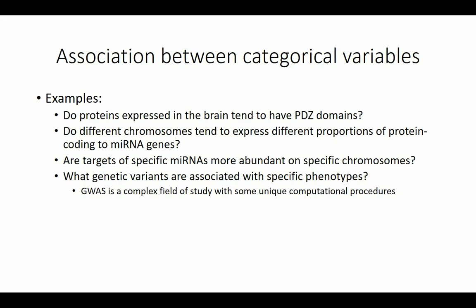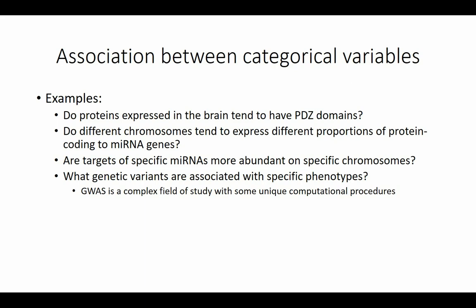Another example is whether 2 different chromosomes tend to express different proportions of protein encoding to microRNA genes. In this case, I think it can be a little bit more confusing, and I think this illustrates the confusion that sometimes arises with these sorts of tests, because we have some word here, for example the word proportion, which may seem superficially like we're dealing with something numeric. So we could have a higher proportion, or a lower proportion. But still, I argue that this kind of association test is best modeled as a categorical versus categorical variable.